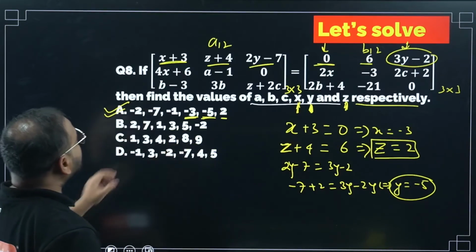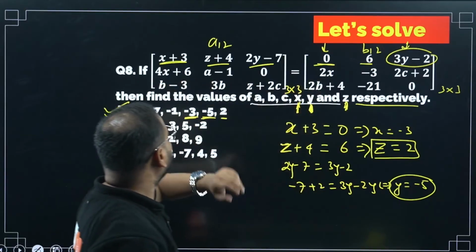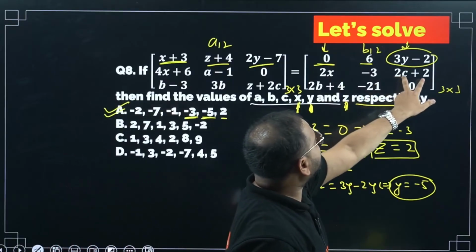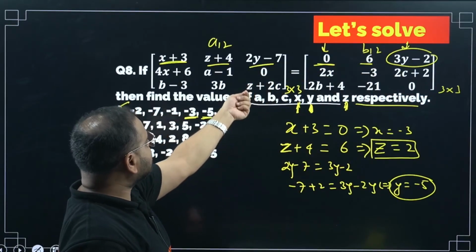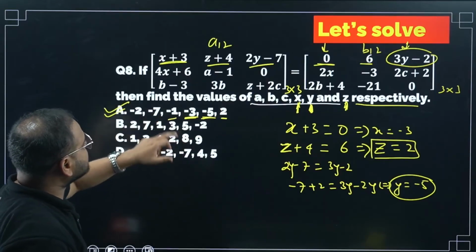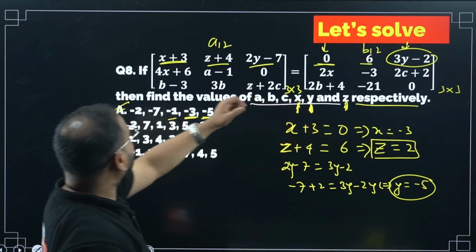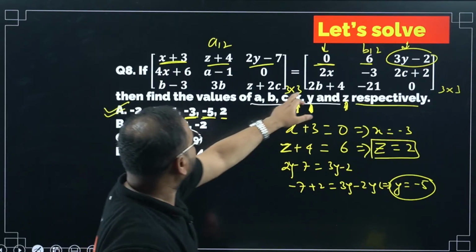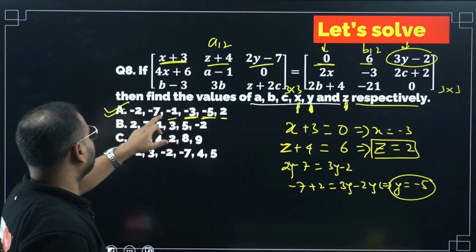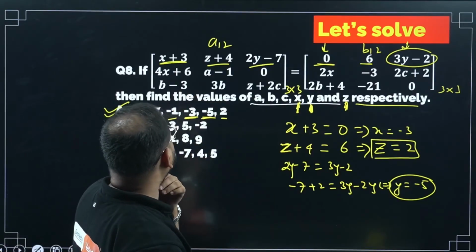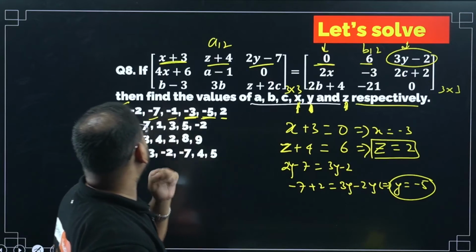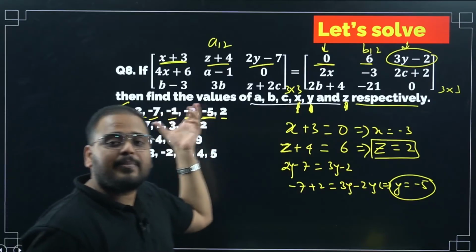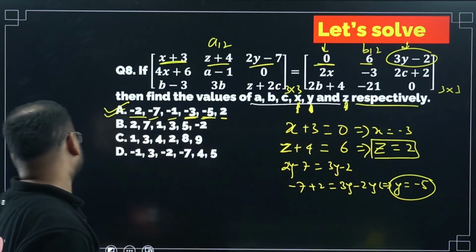How will you solve for A, B, C? Solve B minus 3 equal to this, you will get B value. A minus 1 equal to minus 3, you will get A value. And for C, you can solve 2C plus 2 equals 0, so C will be minus 1. B will be 2B plus 4 minus 3, so B is minus 7. And A will be just minus 2. So option A is correct. Let's move on to the next one. Understood, right? Just compare the corresponding elements of the two matrices.